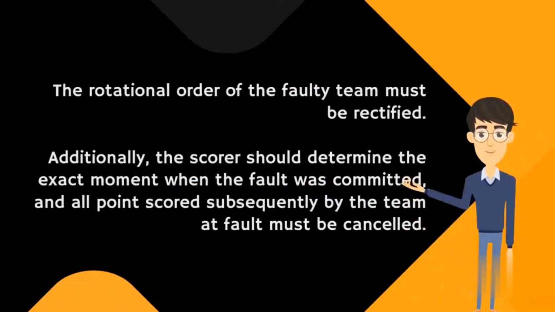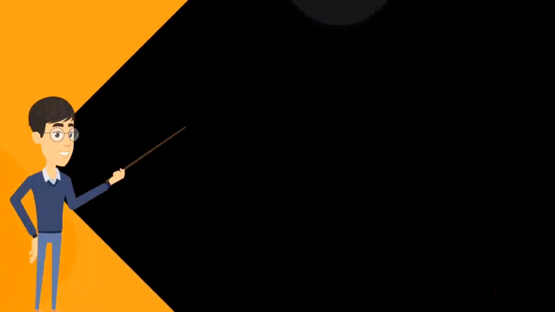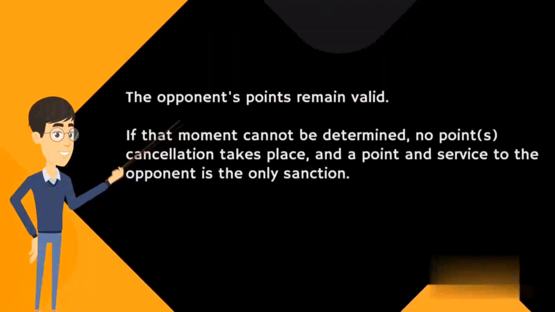Additionally, the scorer should determine the exact moment when the fault was committed, and all points scored subsequently by the team at fault must be cancelled. The opponent's points remain valid. If that moment cannot be determined, no points cancellation takes place, and the point and service to the opponents is the only sanction.